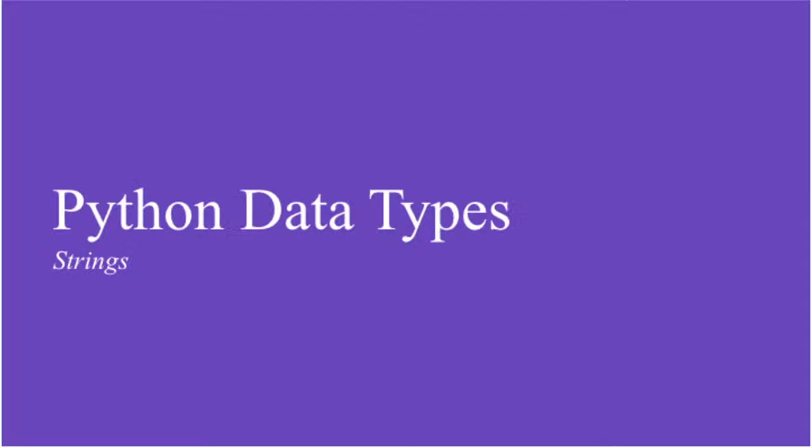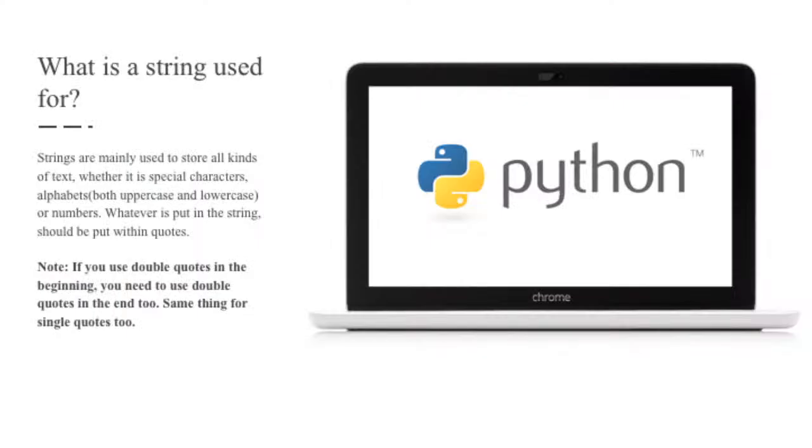Let us start off with strings. What is a string used for? A string is used to store all kinds of text, whether it's special characters, alphabets, which includes uppercase and lowercase of course, or numbers. Whatever is put in a string should be put within quotes. It can be put within double quotes or single quotes. Note, if you use double quotes in the beginning, you need to use them to end the string too. And if you use single quotes in the beginning, you need to use single quotes in the end too. Let me show you how a string looks like.